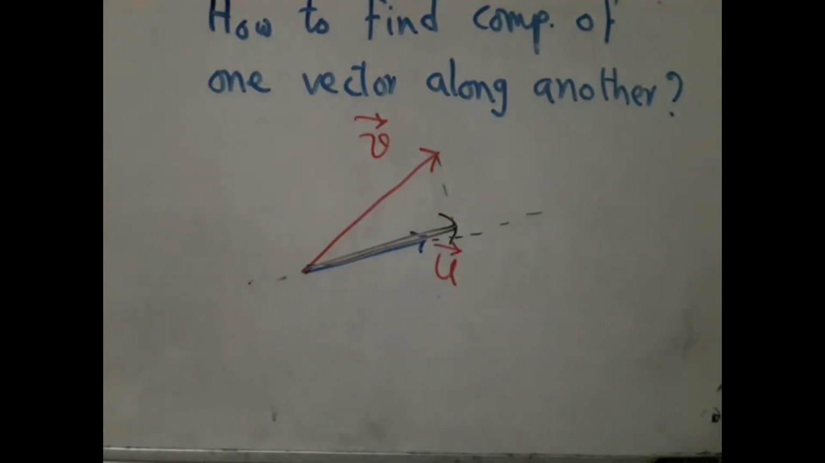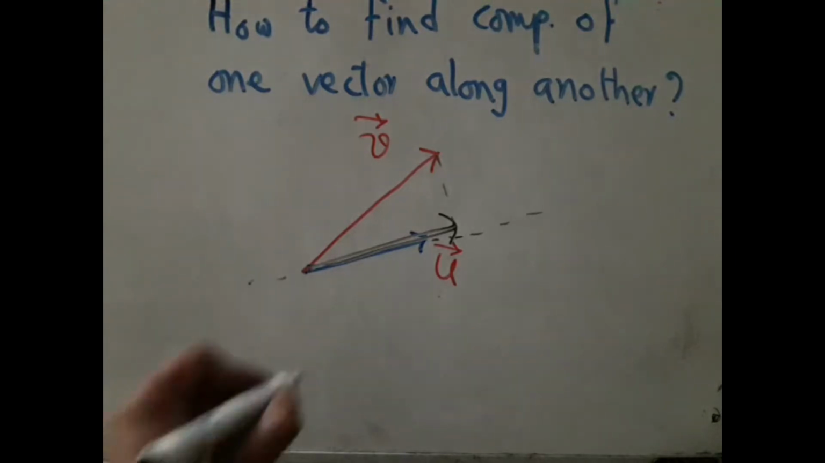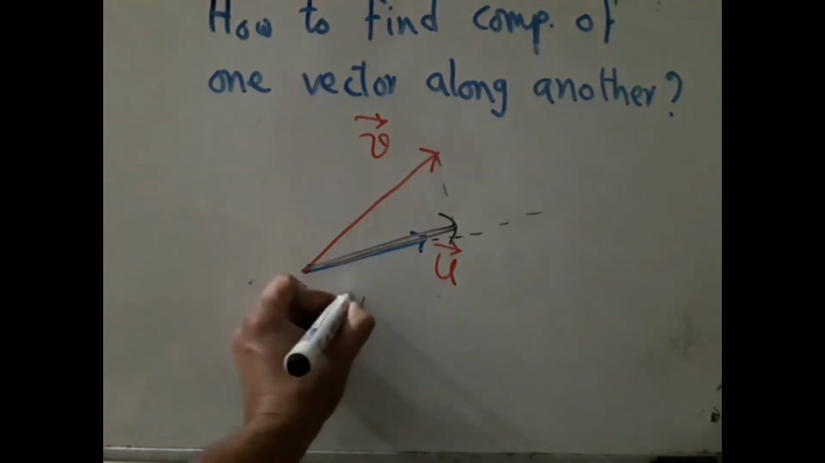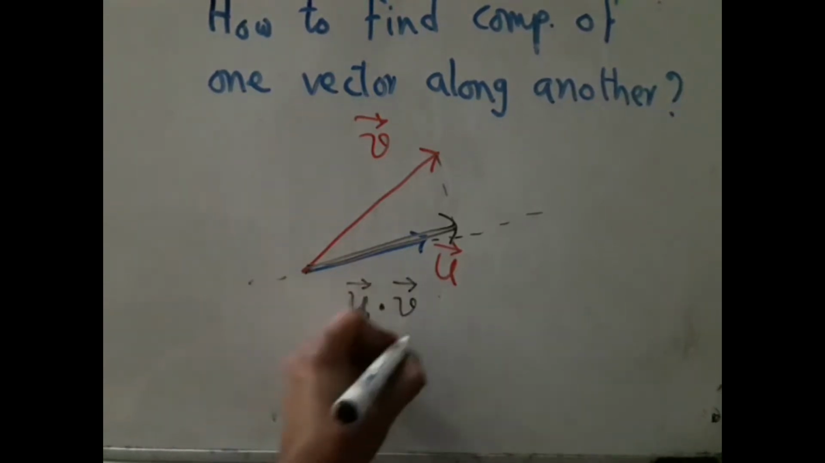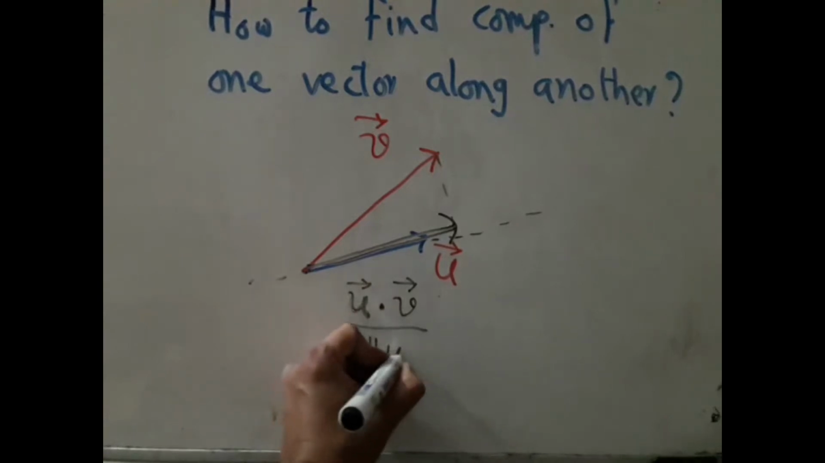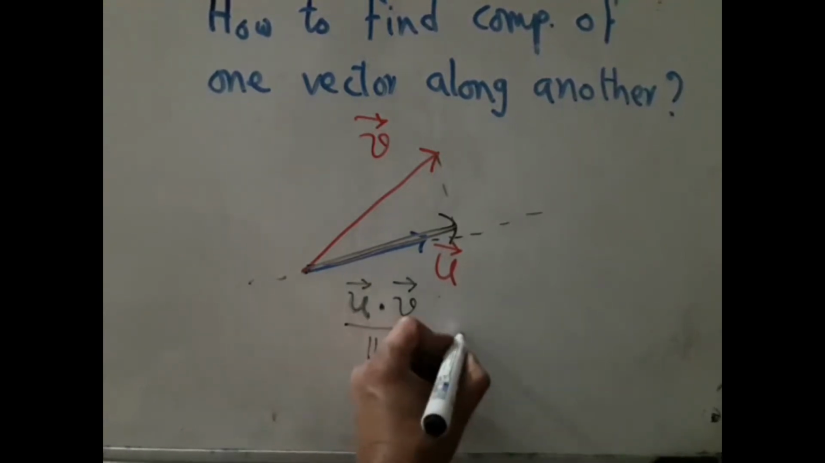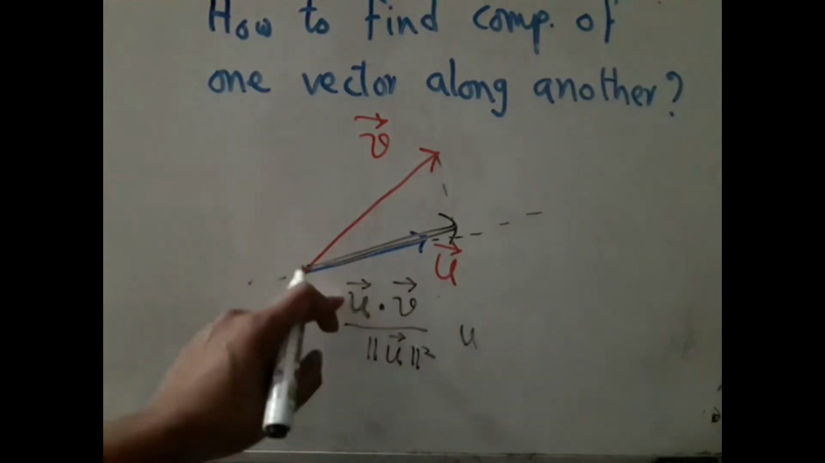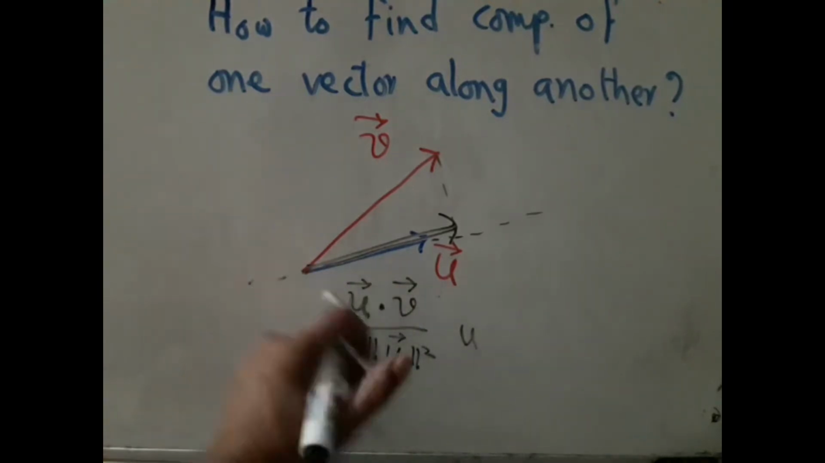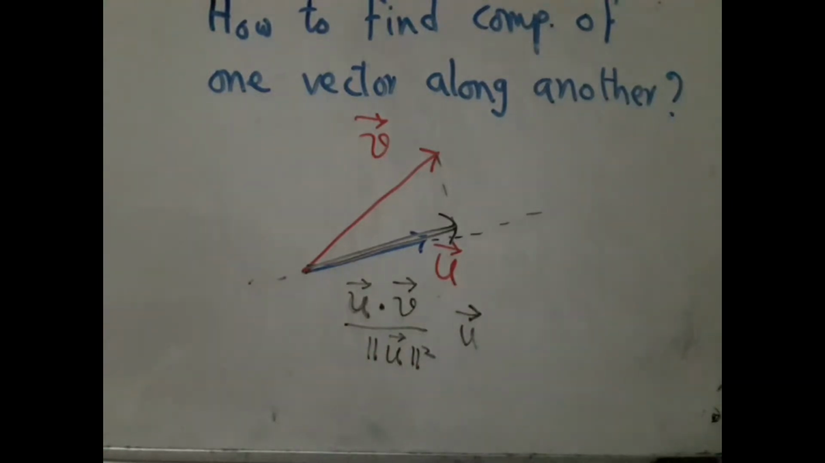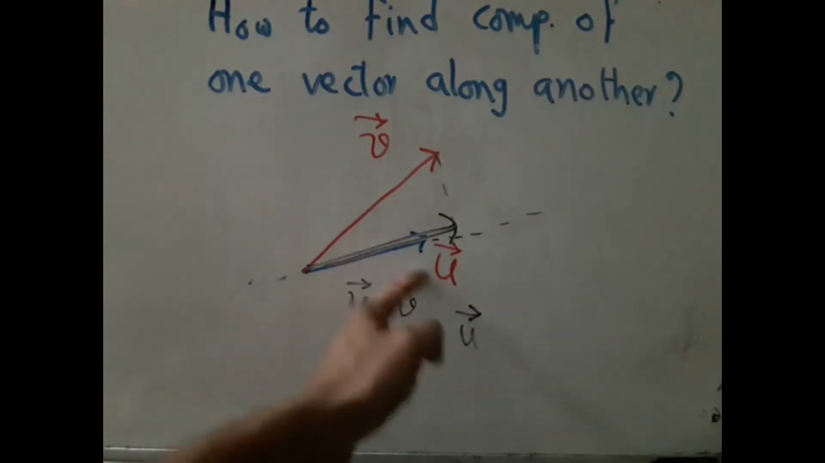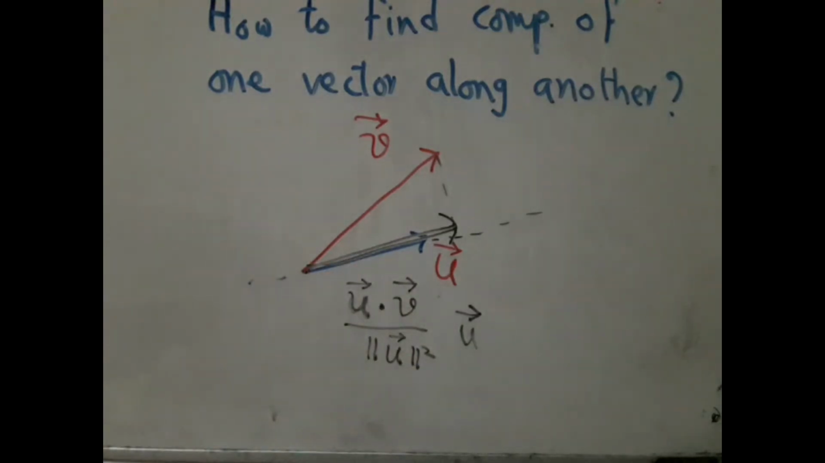It turns out that there is a very simple way of finding it. The formula is just this. You take U dot product with V, divided by the norm square of U, and this is just a scalar, a number, times U. That will give you this vector. Of course, any vector along this line must be a scalar multiple of U, but the particular scalar happens to be this. Now, how do you prove it?